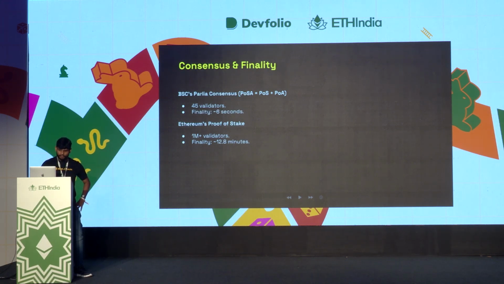BSC currently has 45 validators. We have plans to increase it to over 100, whereas Ethereum has over a million validators. But when you talk about finality, which means that when you submit a transaction, you are sure it is going to be part of the blockchain and never reverted again, BSC finality is 6 seconds. BSC has 3-second blocks, so it's essentially 2 blocks. After 2 blocks, our transactions are finalized. We call it fast finality, whereas in the case of Ethereum, it's over 12 minutes.